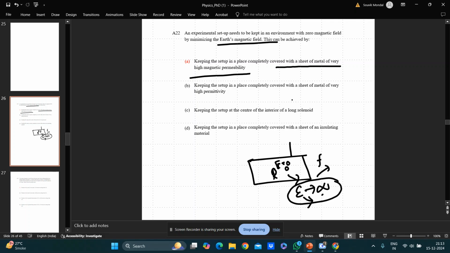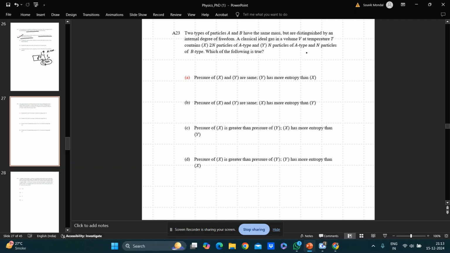The same thing is there. If the magnetic permeability is very high inside a medium, then the magnetic field cannot pierce it. There is zero magnetic field inside that. So this is the right option. It is a magnetic cage like thing. This language I am also not very sure.